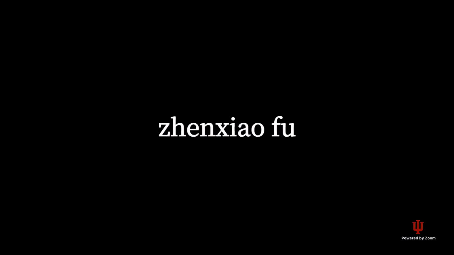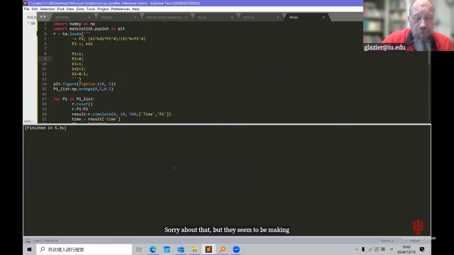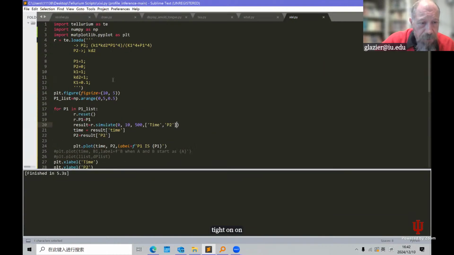You have to agree to the application. I just gave you permission to try again. There you go. Okay, sure. Sorry about that, but they seem to be making the security more and more tight on Zoom.